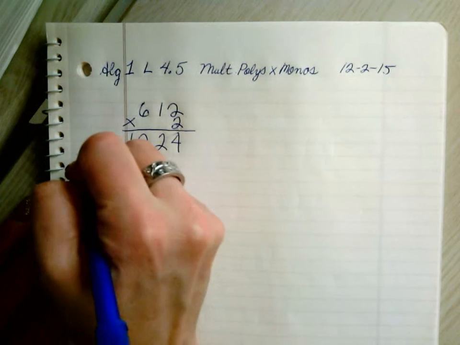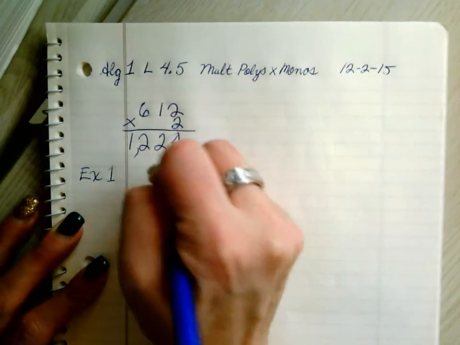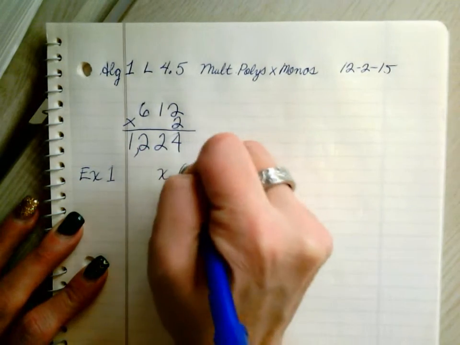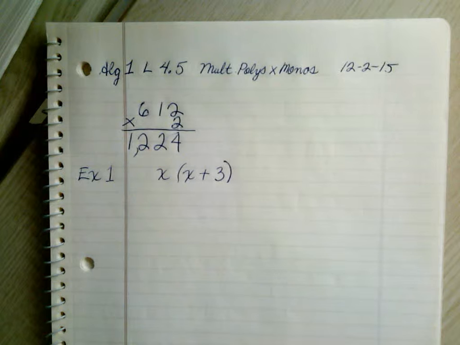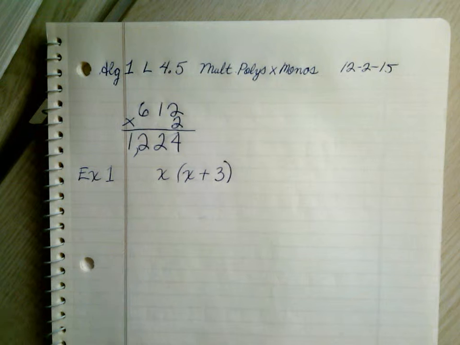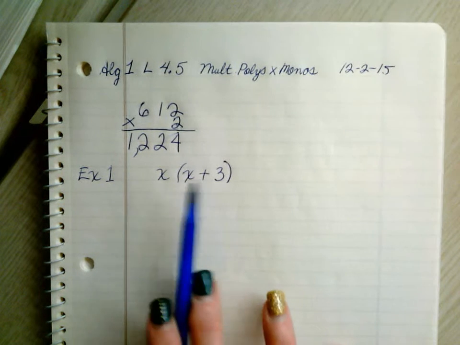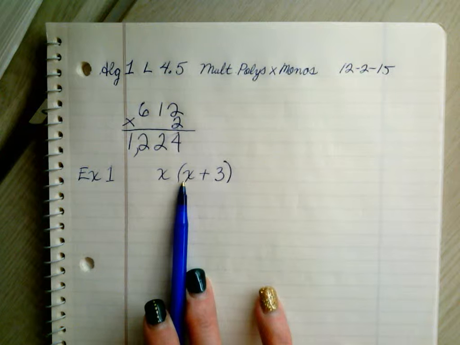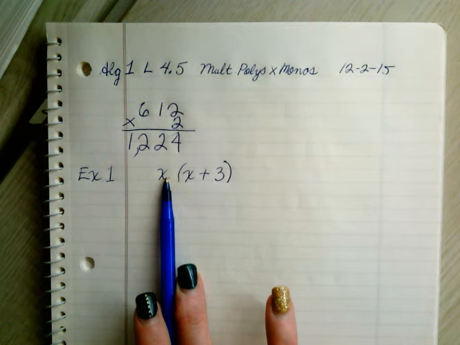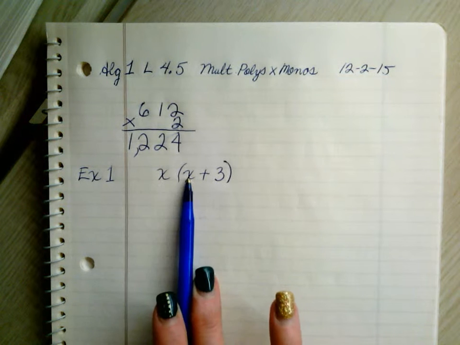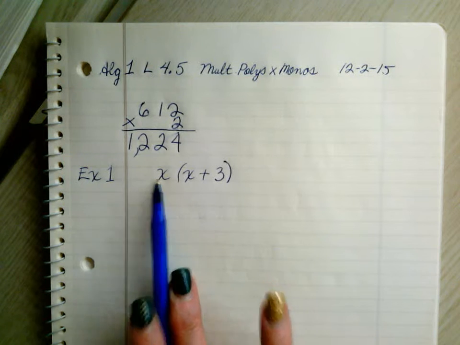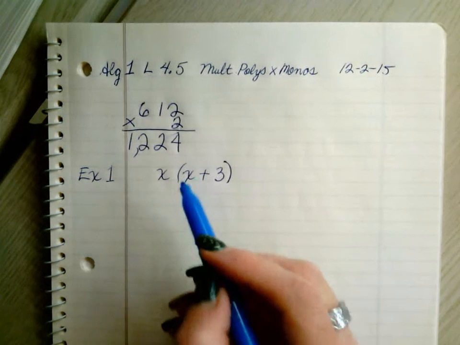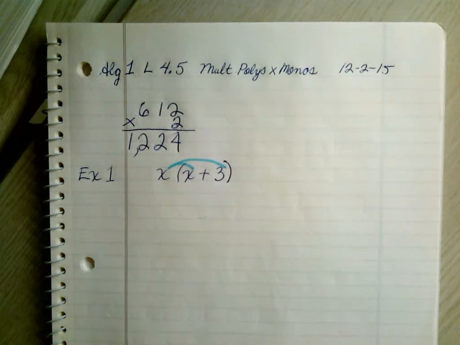Let's start with example 1. Example 1 is x times x plus 3. Now you might not see the similarity just yet. Hopefully I'll be able to show it to you. What we've got here is, let's call this a 2-digit number, even though it's not. I'm just trying to get your mind to think about it being multiplied by a 1-digit number, which means each piece within the parentheses has to be multiplied by the x that's on the outside. One way of doing it is distributing, as Percy said.